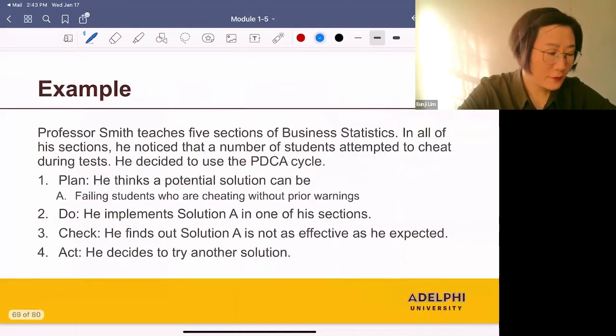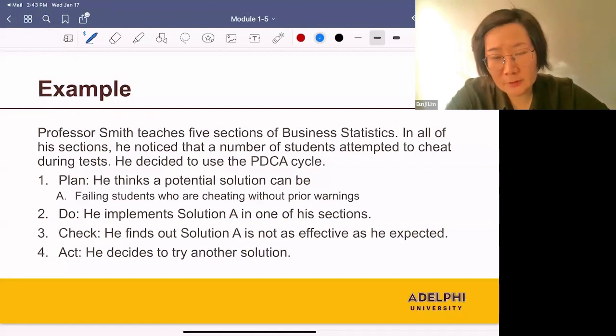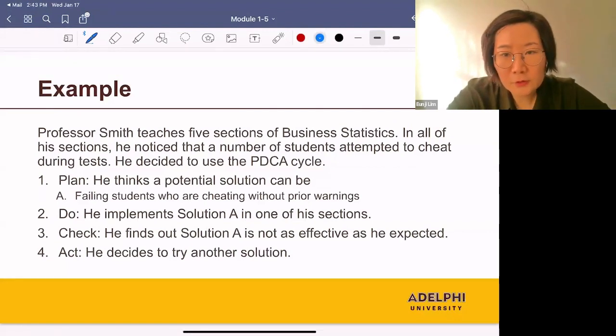So let me give you an example. Professor Smith teaches 5 sections of business statistics. In all of his sections, he noticed that a number of students attempted to cheat during tests. He decided to use the PDCA cycle.